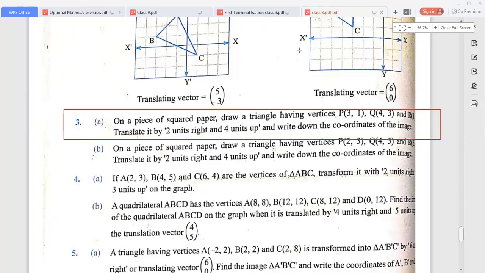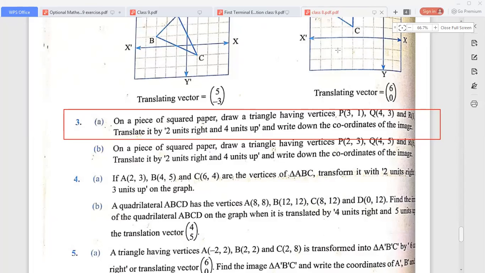On a piece of square paper, draw a triangle having vertices P(3, 1), Q(4, 3), and R(1, 4). Translate it by 2 units right and 4 units up, and write down the coordinates of the image.